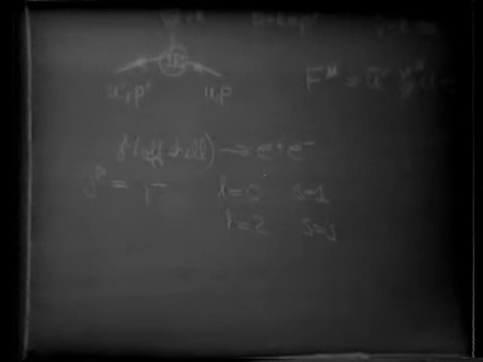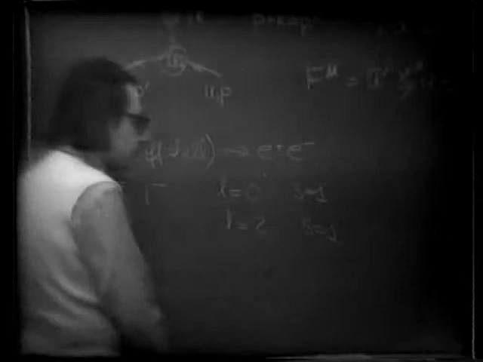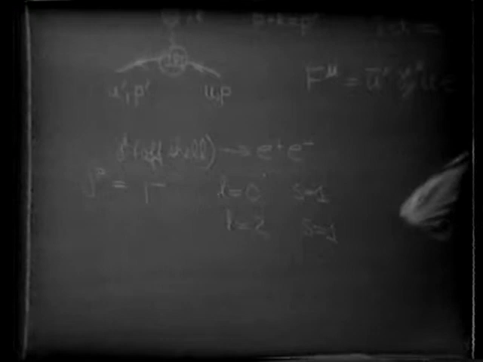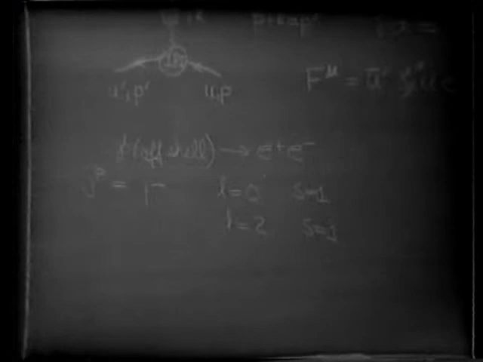The current, of course, makes charge conjugation odd states, but since, again, these are fermion and anti-fermion, both the L equals 0, S equals 1 and L equals 2, S equals 1 states are symmetric in both space and spin and therefore odd under charge conjugation. Therefore, there are no more than two invariant functions of K squared required to describe this.